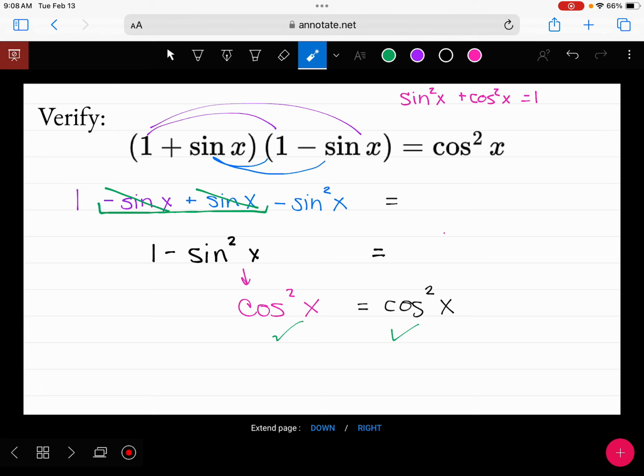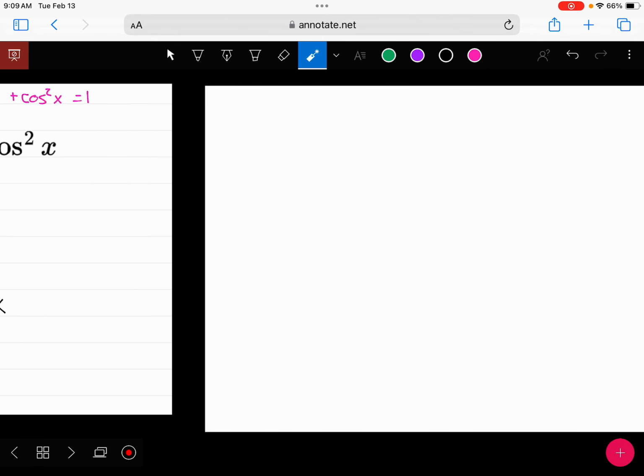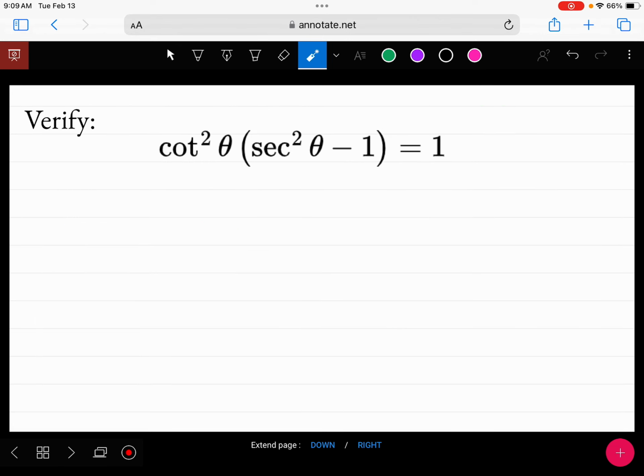Questions on this one? Because I know we got a little stuck on the verifying on the last chapter. Another one. You're going to be living in these forever. So we've got cotangent squared of theta times secant squared theta minus 1, all equals 1.